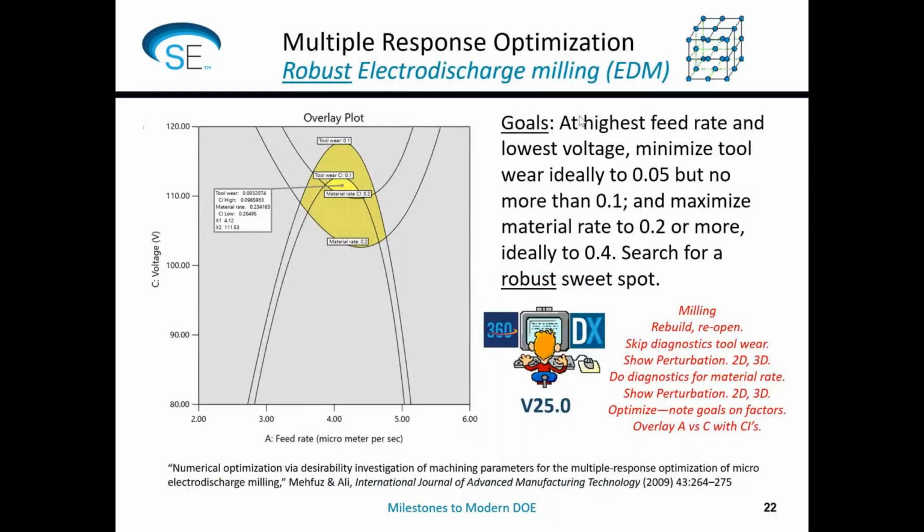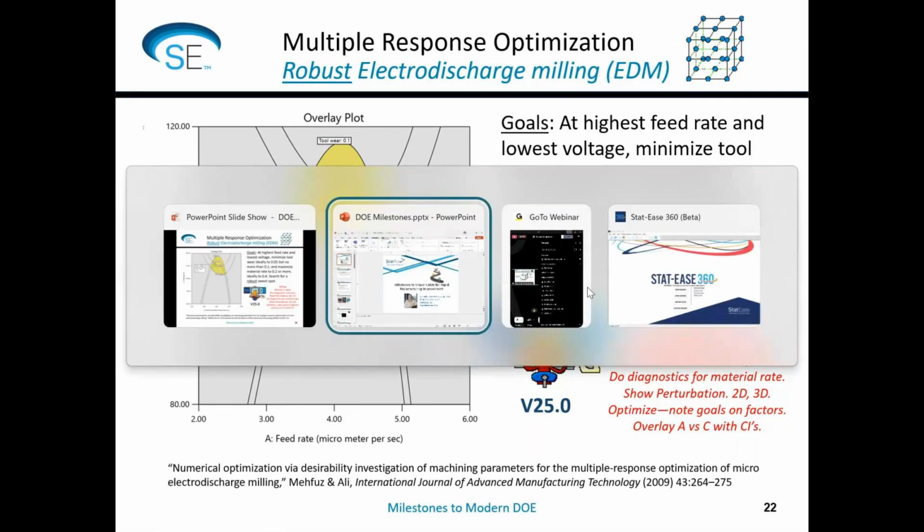So I'll finish up in the last 5 minutes here with just a quick look at an example of a response surface method with a full 3-level design. The goals were to, at the highest feed rate and lowest voltage, minimize tool wear, ideally to 0.05 but no more than 0.1, and maximize the material removal rate that we were taking off on this milling, and try to find something that was robust. So I've teed this up.